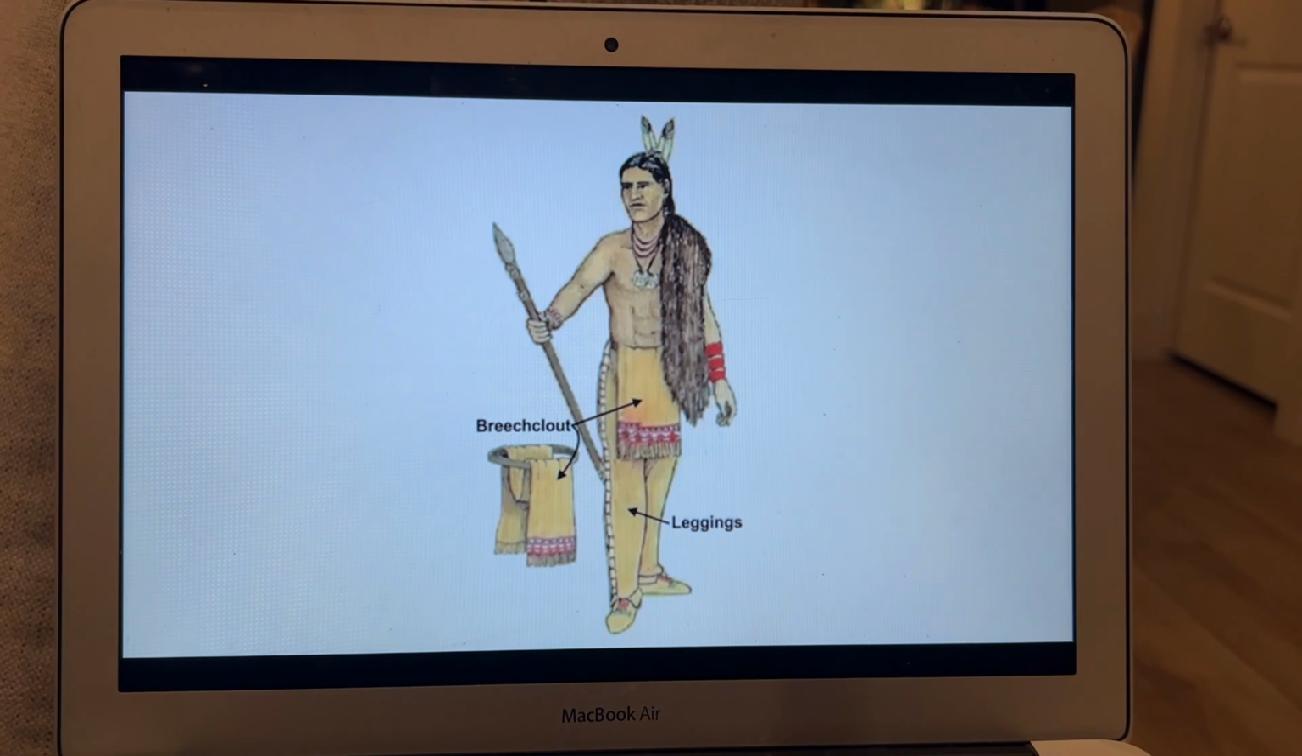What do you think the main factor is as to why each tribe was so different? Yeah, exactly. It depended on the region that they lived in. Exactly, the environment, the climate.